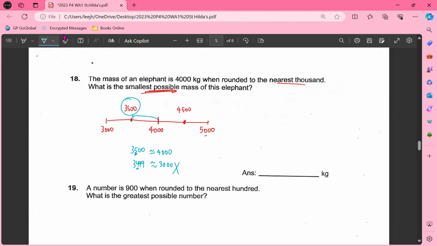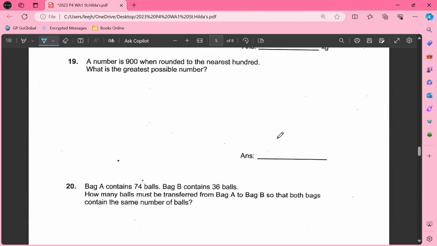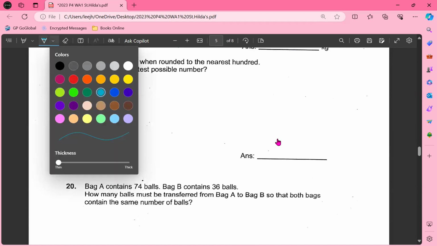So your answer is none other than 3,500 kg. That's the smallest possible mass. Okay, you cannot go below that, because if you go less than that, the hundreds place will become a 4. Okay. Question 19.